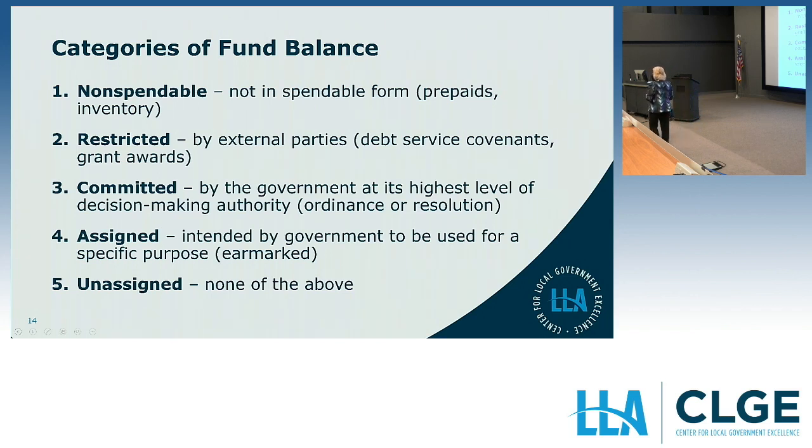And then we have 3 categories of restrictions. These are based on who is restricting, from the most restrictive to the least restrictive. So restricted means legally restricted by external parties. So this is going to be, you will see this in your debt service funds. Okay? So you will see that they are restricted by the bond covenant to only be spent on debt service. External parties. You will see these with grants, grantors in your special revenue funds. These are restricted by an external party, not by the CFO, not by the governing council.